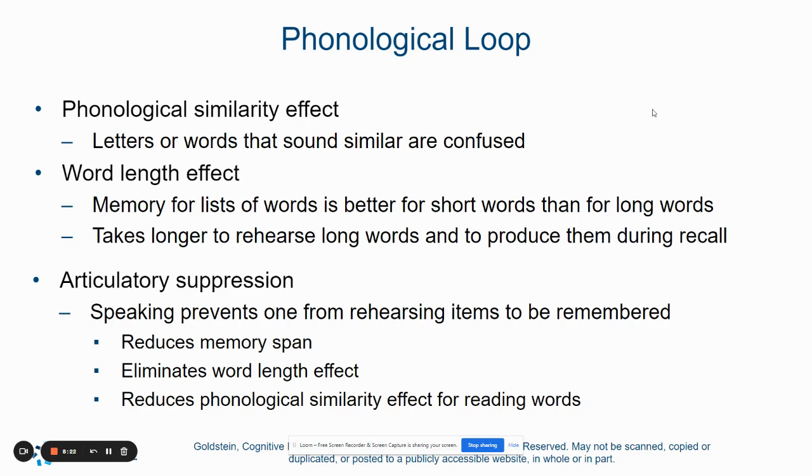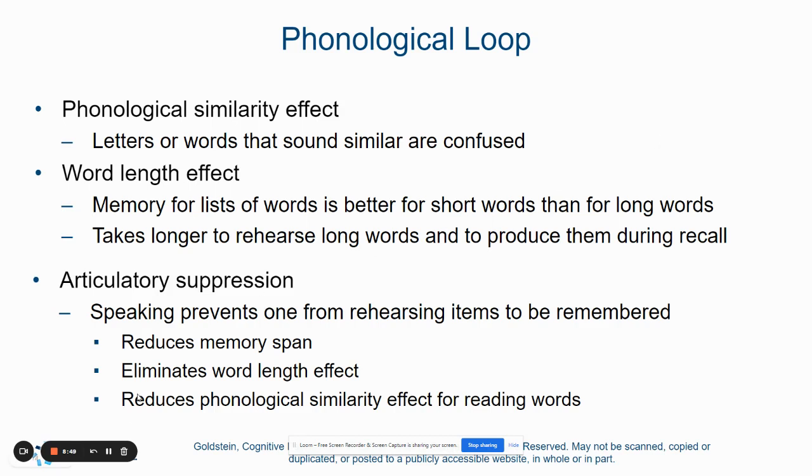The phonological loop shows the similarity effect, which says that letters or words that sound similar can cause confusion. There are also word length effects, such as when memorizing lists of words. When we do that, it's going to be better for short words than for long words, and it's going to take longer to rehearse long words and produce them during recall.